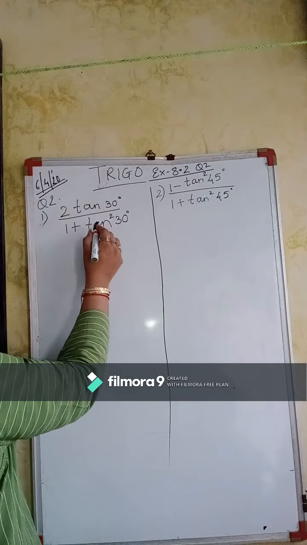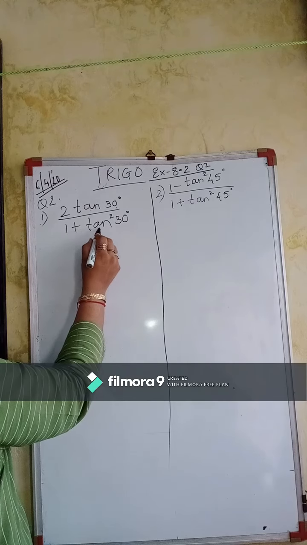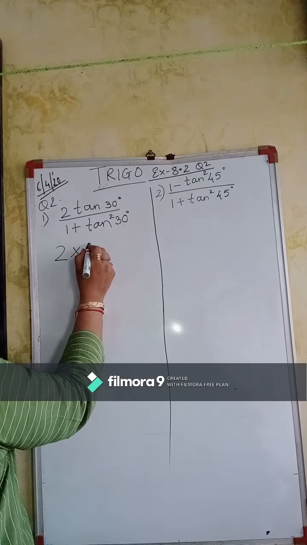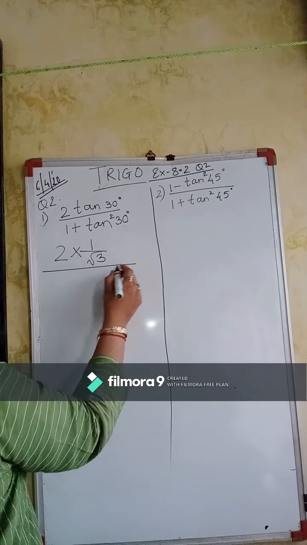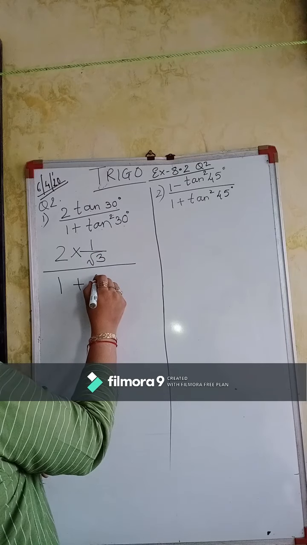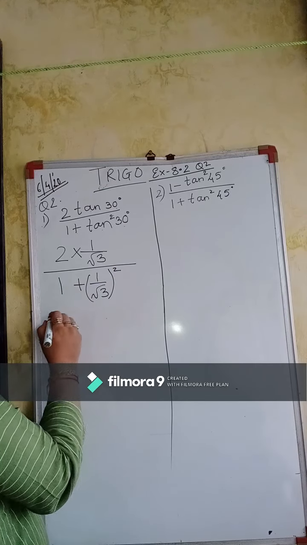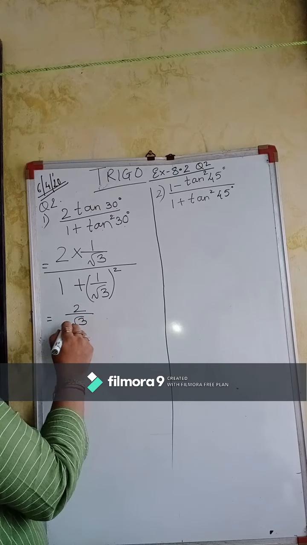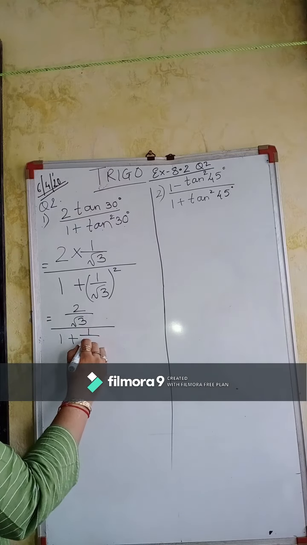First one, a question to choose the options. I have not written the options, we'll solve it directly. 2 tan 30 degree upon 1 plus tan square 30 degree. So 2 into tan 30 degree is 1 upon root 3, whole upon 1 plus tan square 30 degree. Tan 30 degree is 1 by root 3, and the square of it will be 2 upon root 3, whole upon 1 plus 1 upon 3.